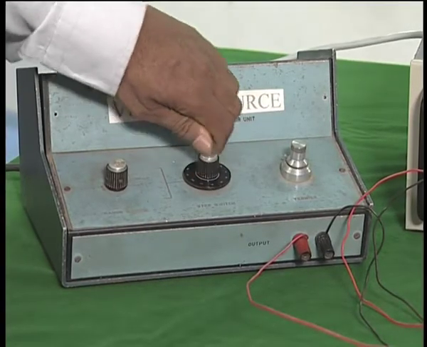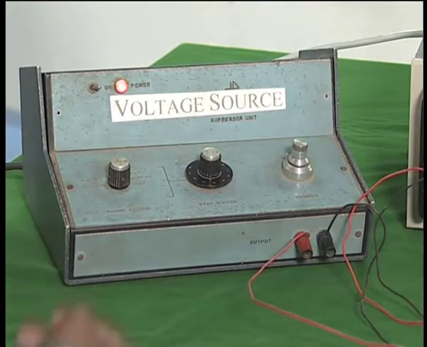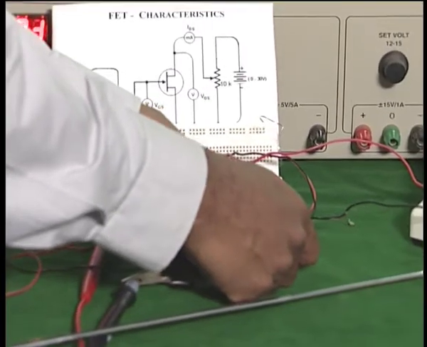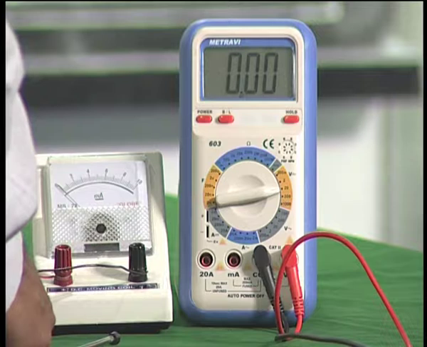Now what I am going to do is change the gate source voltage to -1 volt. Now I kept it at -1 volt. I will again go through the VDS, the voltage on the drain source, and increase it. Now you should see the meters again.